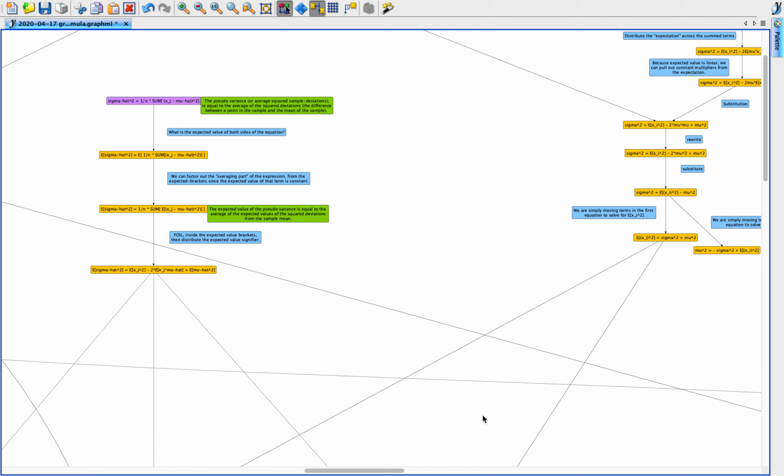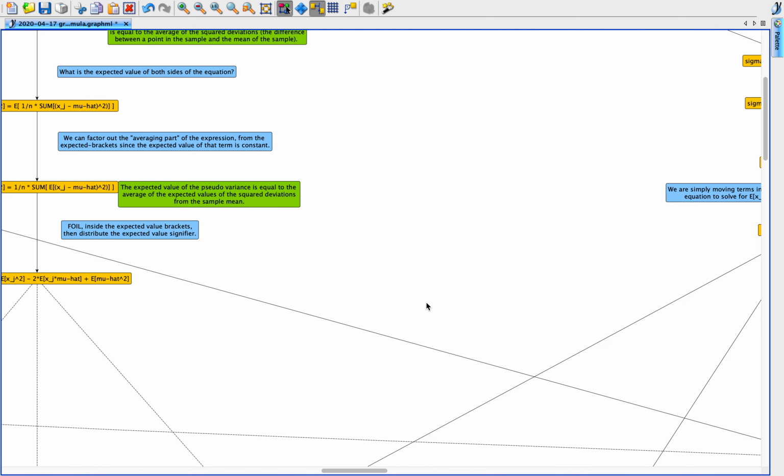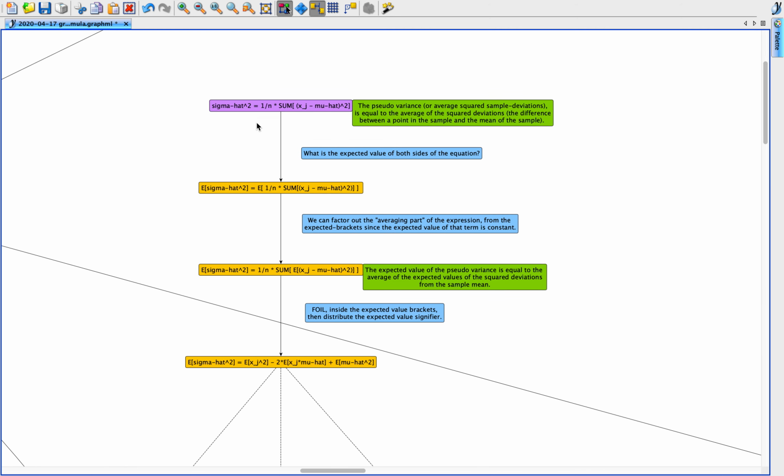The thing that we want to do now is define this sigma hat squared term, and then we're going to find what it's equal to. So sigma hat squared, or the pseudo-variance, or average squared sample deviation, is equal to the average of the squared deviations, the difference between a point in the sample and the mean of this sample. So this is exactly as we defined it in that first video that I made.